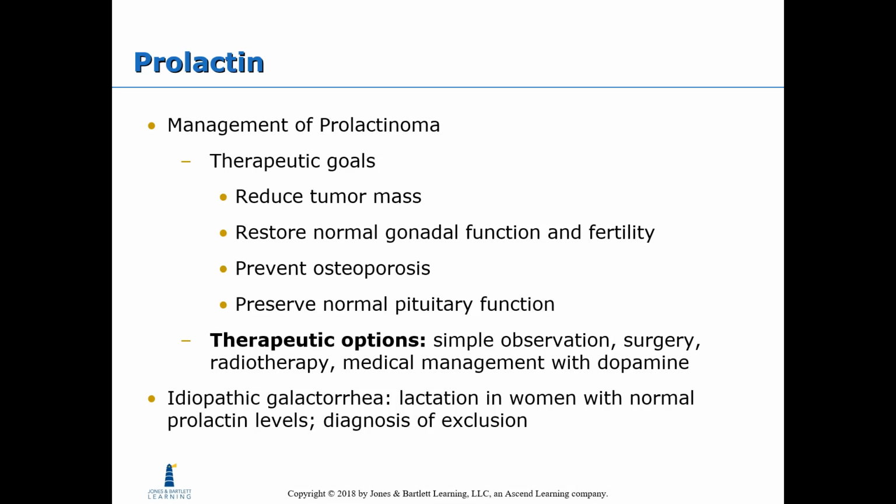The management of hyperprolactinemia or prolactinoma: therapeutic goals include reducing the tumor mass, restoring normal gonadal function and fertility, preventing osteoporosis, and preserving normal pituitary function. Therapeutic options include simple observation, surgery, radiotherapy, and medical management with dopamine agonists. Idiopathic galactorrhea is lactation in women with normal prolactin levels, a diagnosis of exclusion.